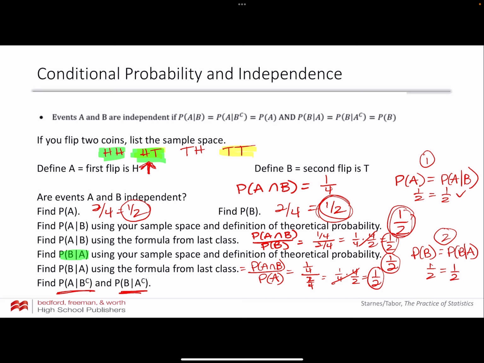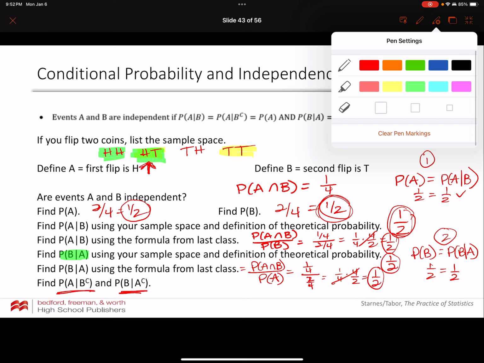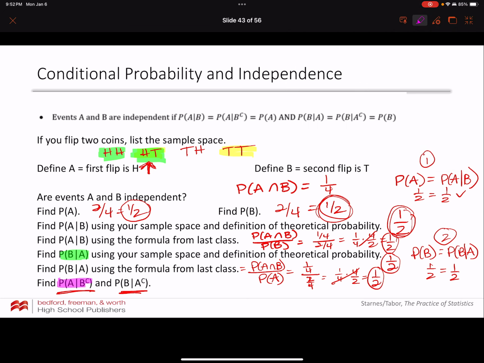Well, let's just quickly use the sample space. A given B complement. B is the second flip is tails, so B complement would be the second flip is heads, right? I'll use pink. So if the second flip is heads, that's this and this. Now, what's the probability that the first flip is heads? That's 1/2. So now check, that's equal to the probability of A.